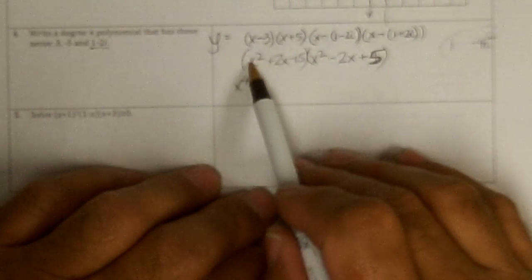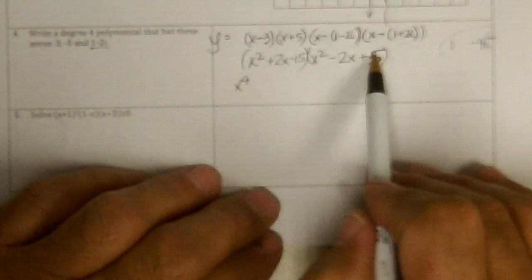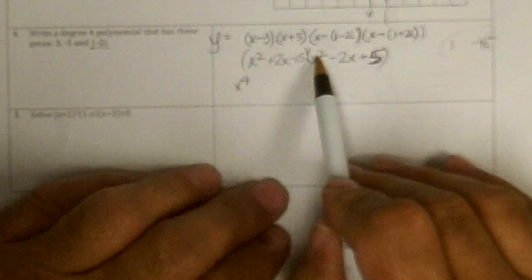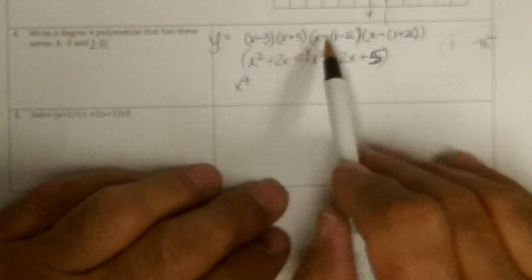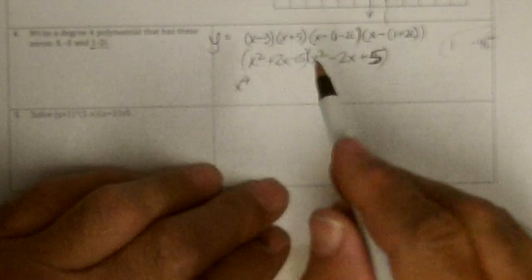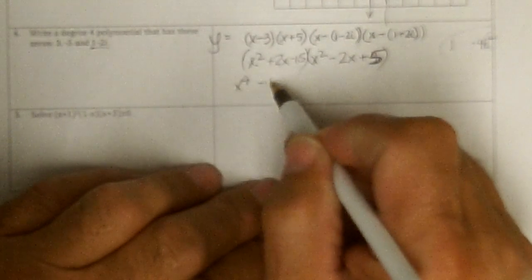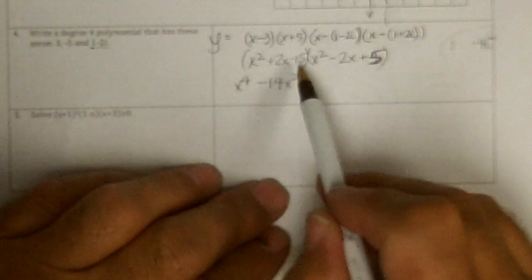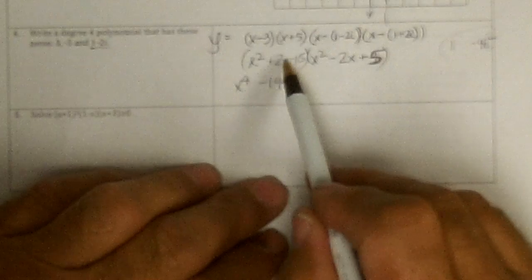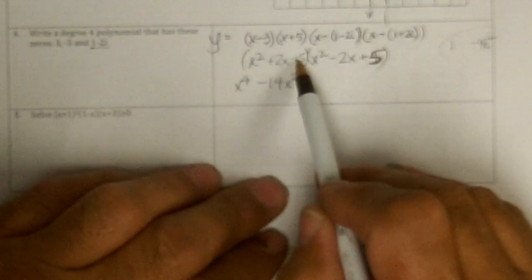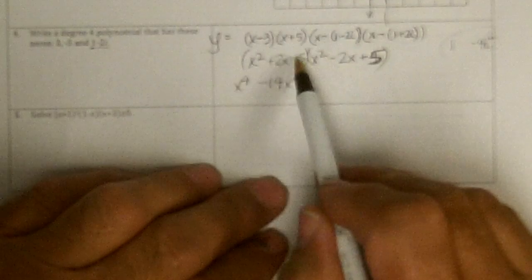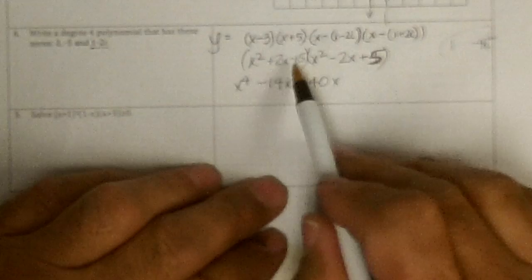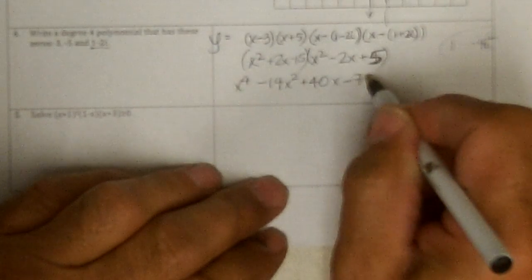And then I'm going to have 5x squared minus 15x squared, which is minus 10x squared together, plus a minus 4x squared, so that's minus 14x squared. And then I'm going to have x's, I'm going to have 10x and plus 30x is plus 40x minus 75.